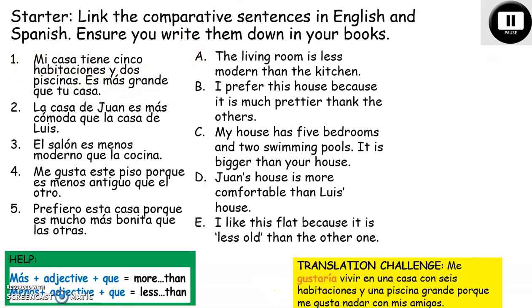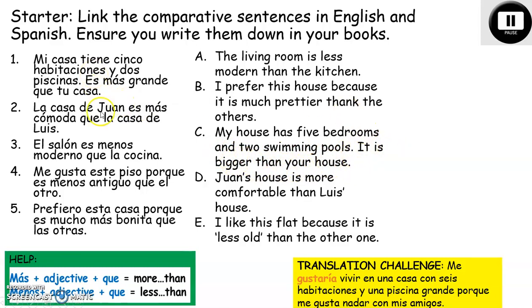Right, as an example, I'll give you number 1. Mi casa tiene 5 habitaciones y 2 piscinas. Es más grande que tu casa. There's your comparison. Es más grande que tu casa. In this case, it would go with C. My house has 5 bedrooms and 2 swimming pools. It is bigger than your house.